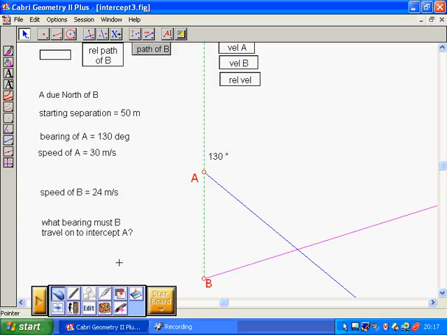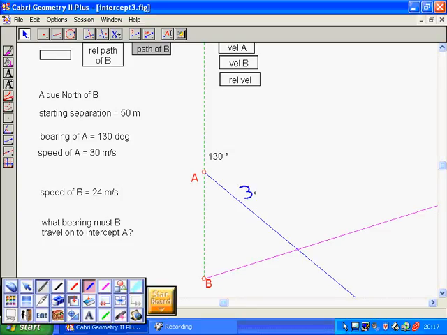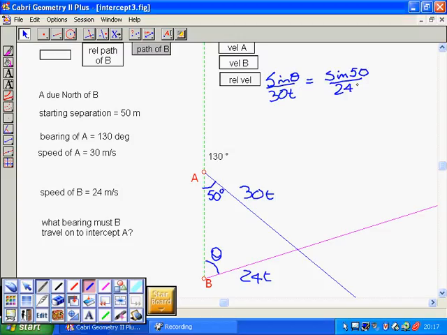So at a time t, if time t is the time when they intercept, then A has gone 30t meters, B has gone 24t meters. Here's the bearing of t. That's now 50 degrees, so the sine rule again, sine theta over 30t will equal sine 50 over 24t. So sine theta is 30 sine 50 over 24.